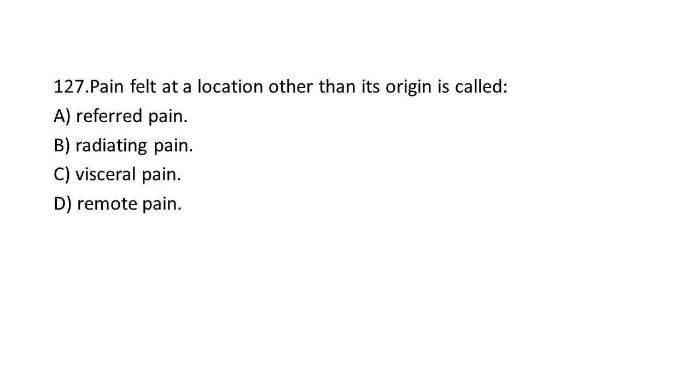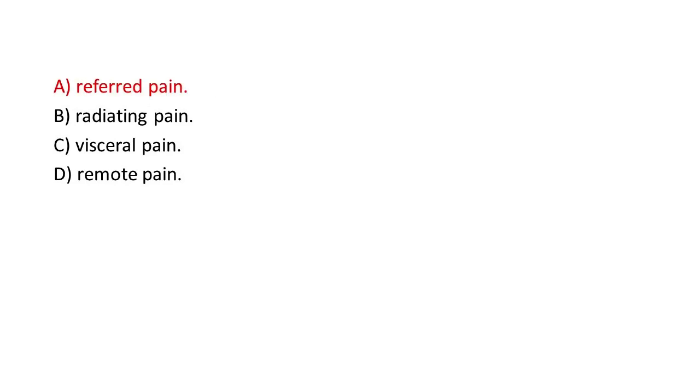127. Pain felt at a location other than its origin is called: A. Referred pain. B. Radiating pain. C. Visceral pain. D. Remote pain. The answer is A. Referred pain.